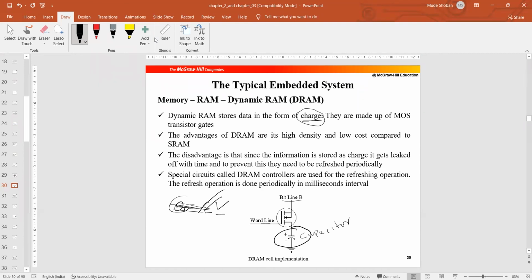Because the capacitor and inductor are memory elements. You studied this long back, right? Resistors are passive elements, and inductors and capacitors are the energy-storing elements. The reason is they have the capability to store energy in the form of charge. The last line: special circuits called DRAM controllers are used for the refreshing operations. The refresh operation is done periodically in millisecond intervals. So it depends on the storage.